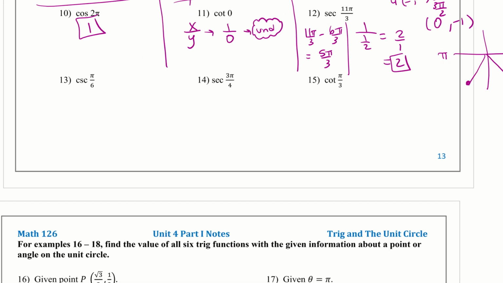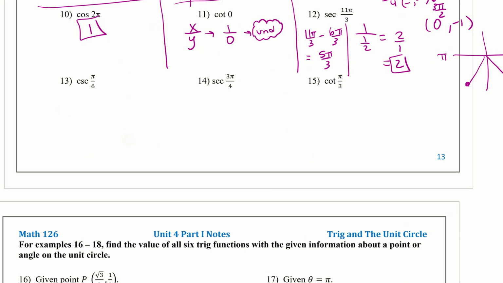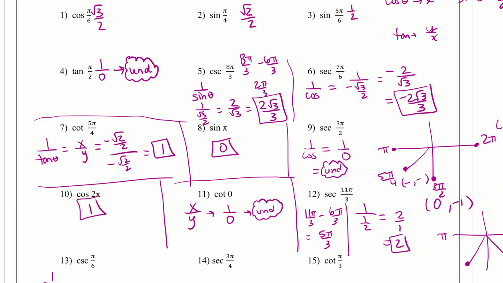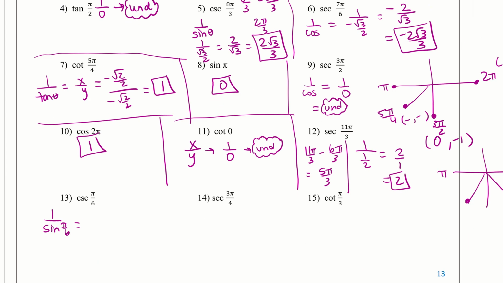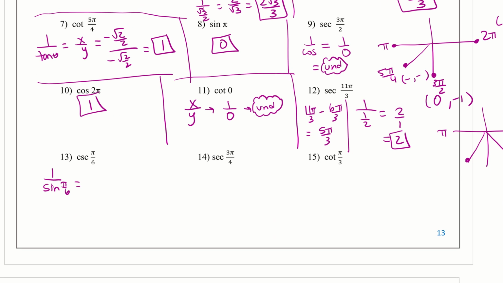Cosecant of pi over 6. This is the reciprocal of the sine of pi over 6. So if I use sine, remember sine is the y value. For pi over 6, we're looking at this 1/2. In that quadrant, everything is positive, but it's the reciprocal of 1/2. So my answer would be 2.